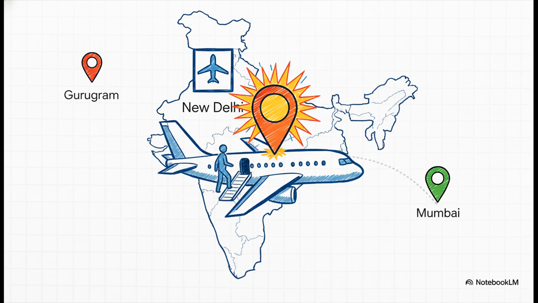Okay, one more. An unregistered person from Gurugram takes a flight from New Delhi to Mumbai. The rule for B2C passenger travel says the place of supply is where the passenger embarks on the conveyance. That's just a fancy way of saying where you get on the plane. So the place of supply is New Delhi.